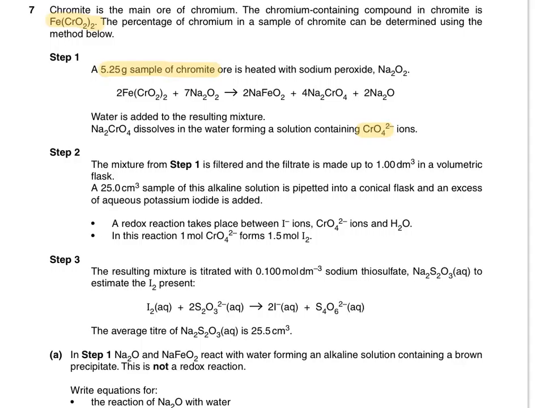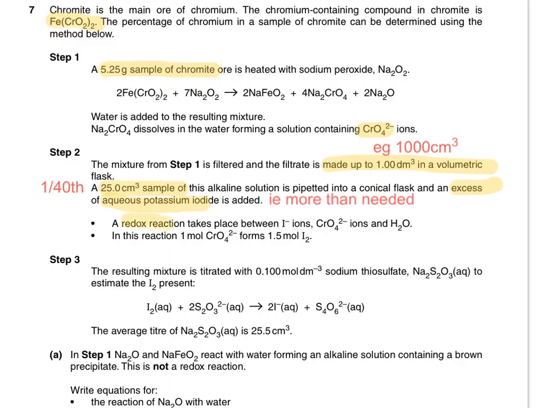So it's made up to 1 decimeter cubed in a volumetric flask. In other words, 1,000 centimeters cubed. You're used to it being 250 centimeters cubed, but this time it's 1,000, so bear that in mind. A 25 centimeter cubed sample, in other words, 1/40th of the original amount, is pipetted into a conical flask and an excess of aqueous potassium iodide is added. In other words, more than you need.